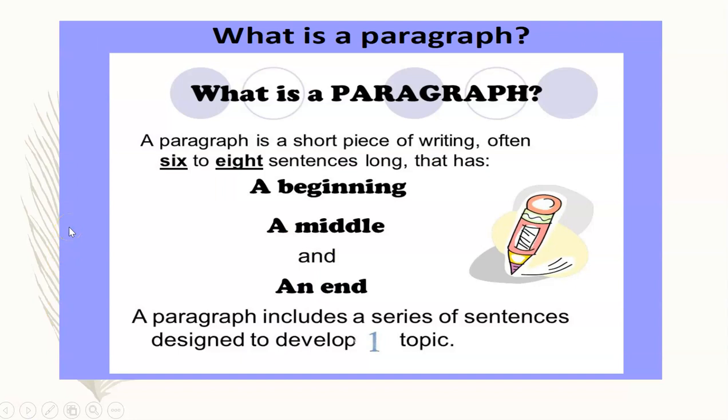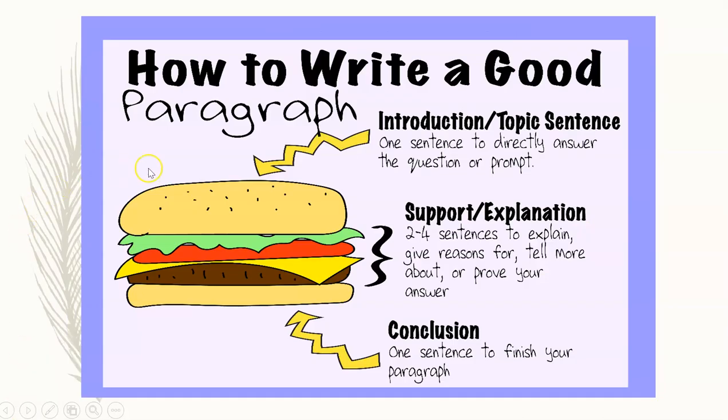What is a paragraph? A paragraph is a short piece of writing, often 6 to 8 sentences long, and that has a beginning, a middle, and an end. A paragraph includes a series of sentences designed to develop one topic. Paragraph writing is just the same as preparing a burger. And what does it mean? These are the tips on how to write a good paragraph.